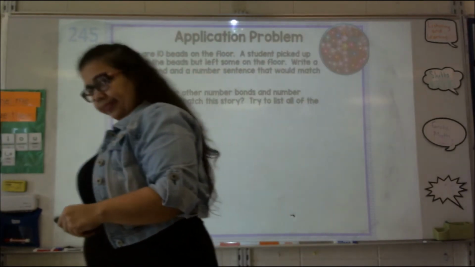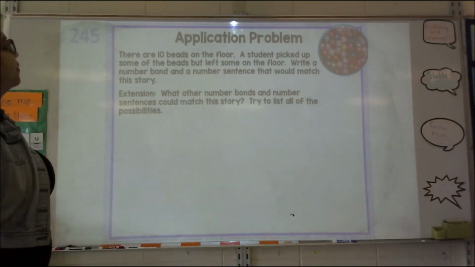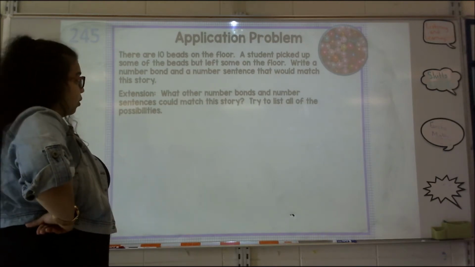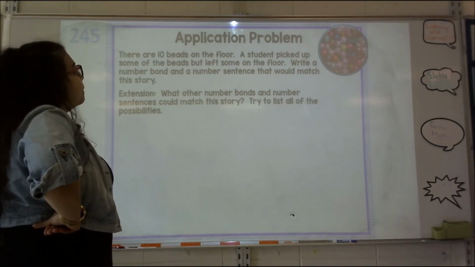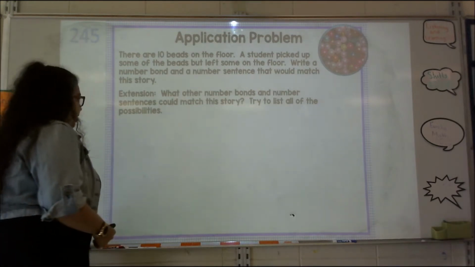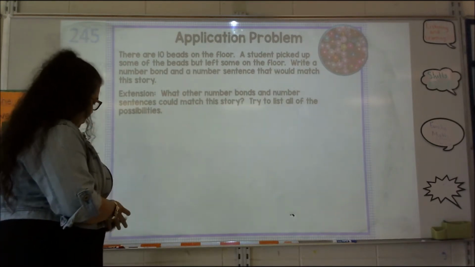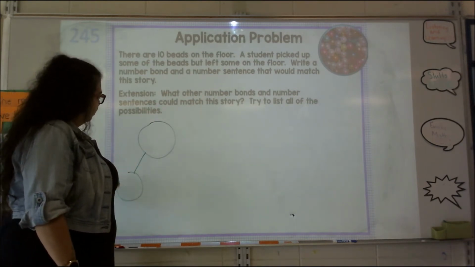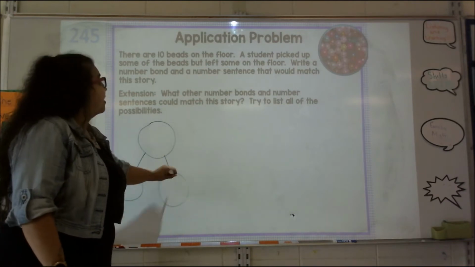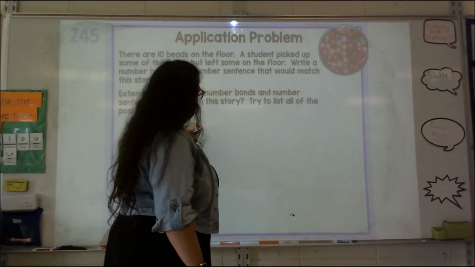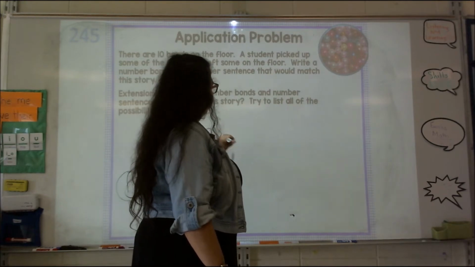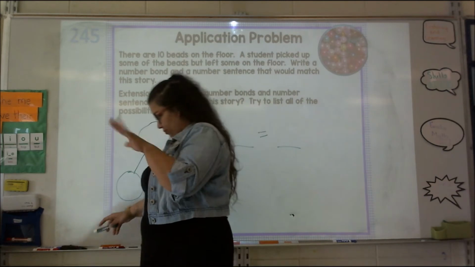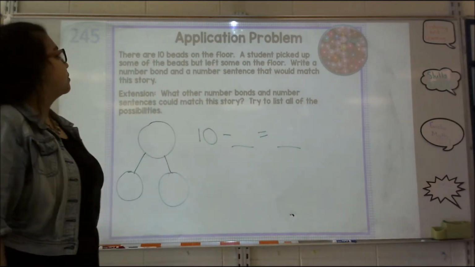It reads, there are 10 beads on the floor. A student picked up some of the beads, but left some on the floor. Write a number bond and a number sentence that would match this story. So just to help set you up, we need a number bond and a number sentence. So we're starting with the whole, that there are 10 minus something is equal to something. That's your setup right now because we're working in subtraction.